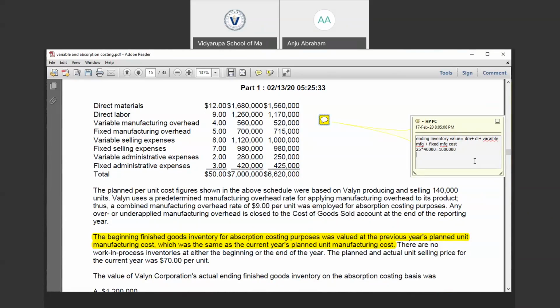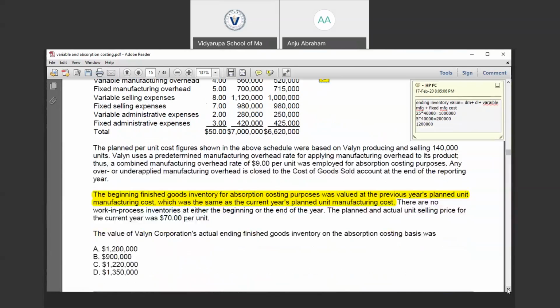Plus we need to do the fixed manufacturing cost. We know that the fixed manufacturing overhead is 5, which is predetermined fixed manufacturing overhead into 40,000 is going to be 200,000. So the total ending inventory value is going to be 1 million plus 200,000, 1,200,000. Let's check the option. Yes, option A, 1,200,000.